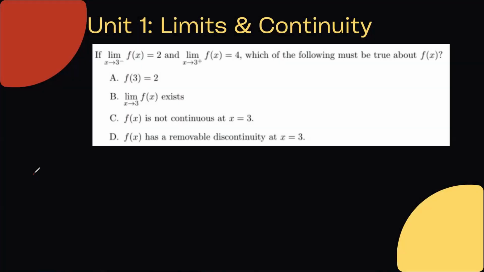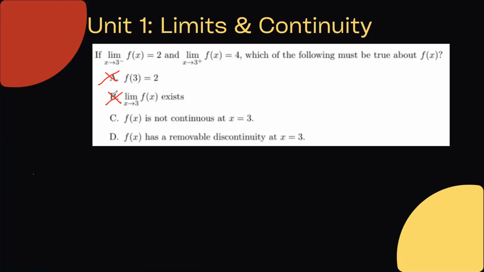Here, if the limit as x approaches 3 from the left is 2 and from the right it's 4, which of the following must be true about f of x? A, f of 3 equals 2, that's not necessarily true because we don't know. B, as x approaches 3, the limit exists. That's false because the limits from the left and right are not equal, so the overall limit cannot exist.